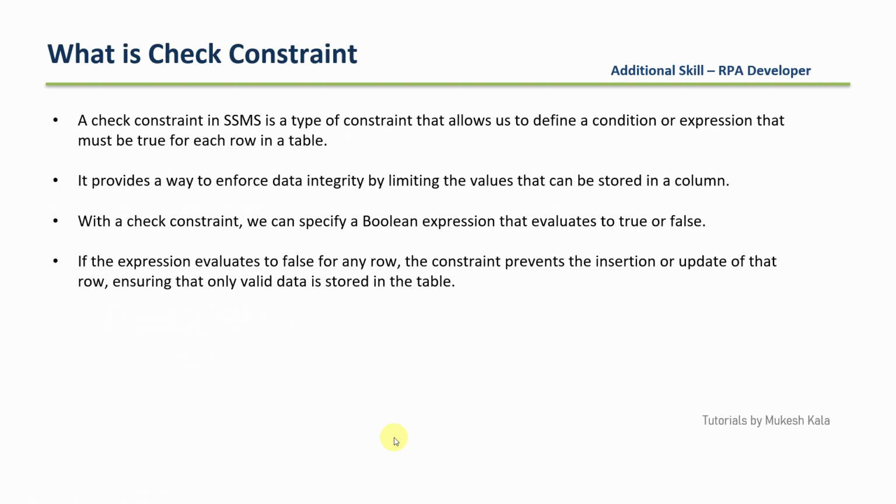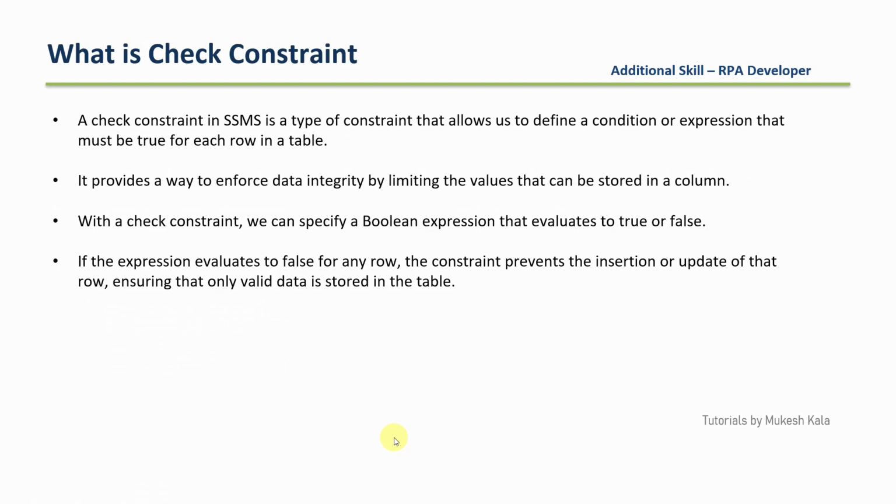With the help of check constraint, we can actually specify Boolean expressions. When I say Boolean, I mean true or false. If the condition is true, if the check is passed, then only the value would be inserted into the table. Otherwise, if the value is false, it would not insert the record into the table, right? So in case I have a scenario where I want to evaluate a Boolean expression while inserting the data, I would use something called a check constraint.